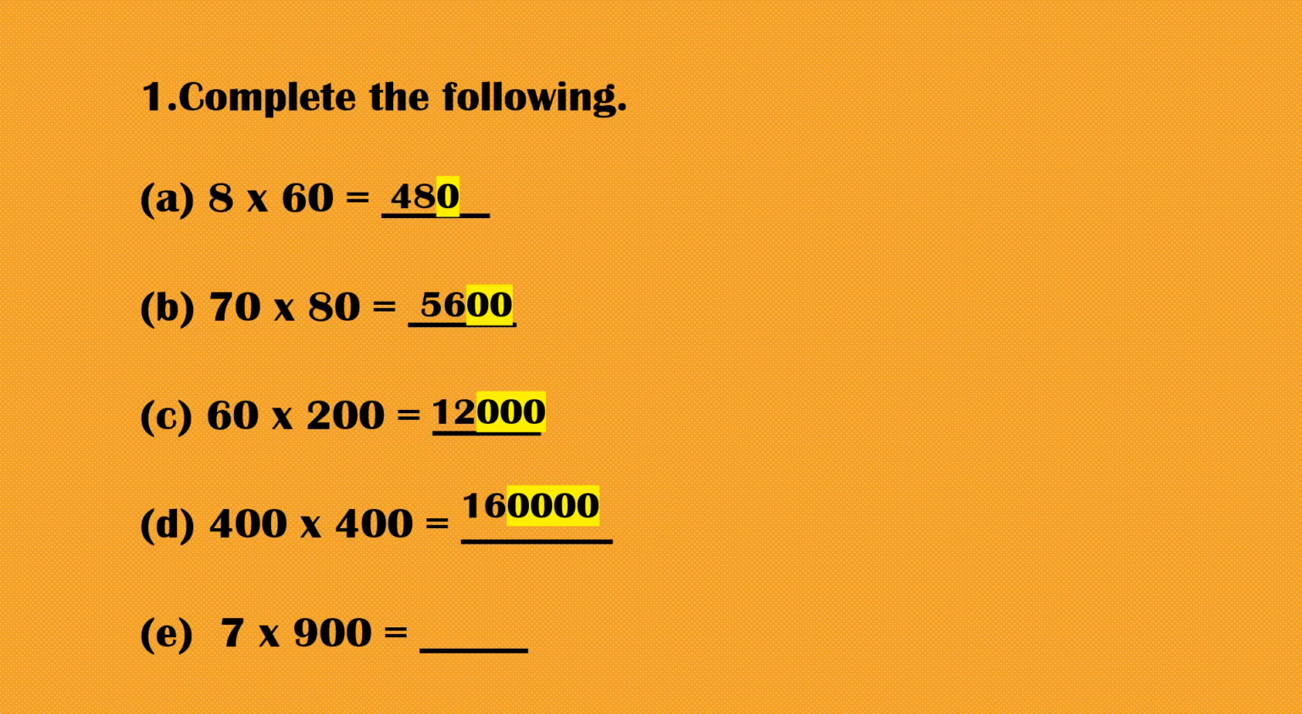Then next question, children, 7 into 900. Now 7 into 900, now you multiply 7 with 9, you will get 63, and 2 zeros are there, so you write down 00 after it. So the answer is 6,300. See here, children, how it is done.